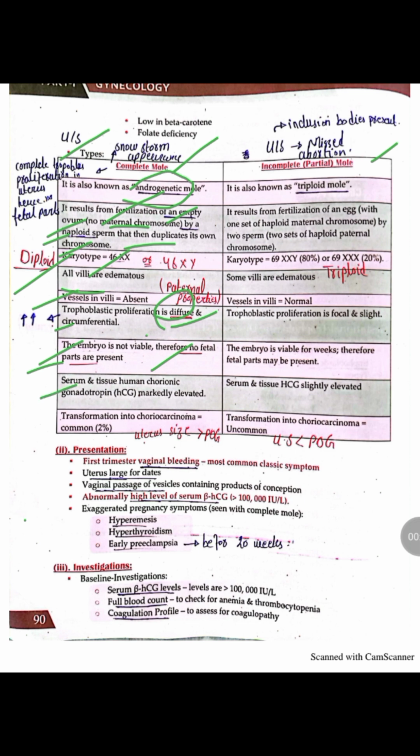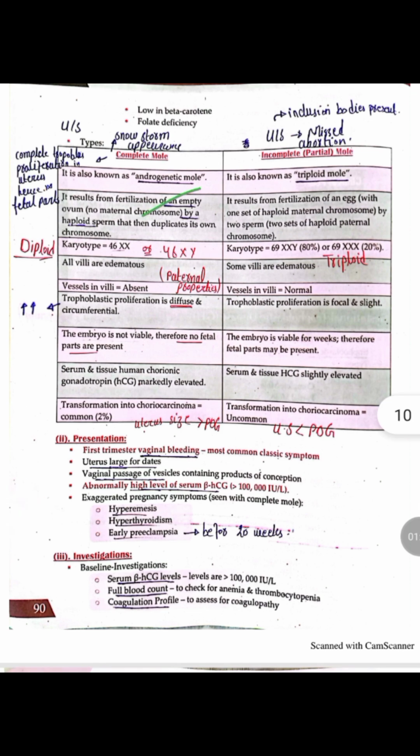The serum and tissue human chorionic gonadotropin levels are markedly elevated, and there are about 2% chances of transformation into choriocarcinoma. In complete mole, the uterus size is more than the period of gestation because of the excessive proliferation of trophoblastic tissue, and the ultrasound shows a snowstorm appearance of the gestational sac. So in complete mole, there is fertilization of an empty ovum by a haploid sperm, which duplicates its own chromosome, and they have a diploid karyotype.